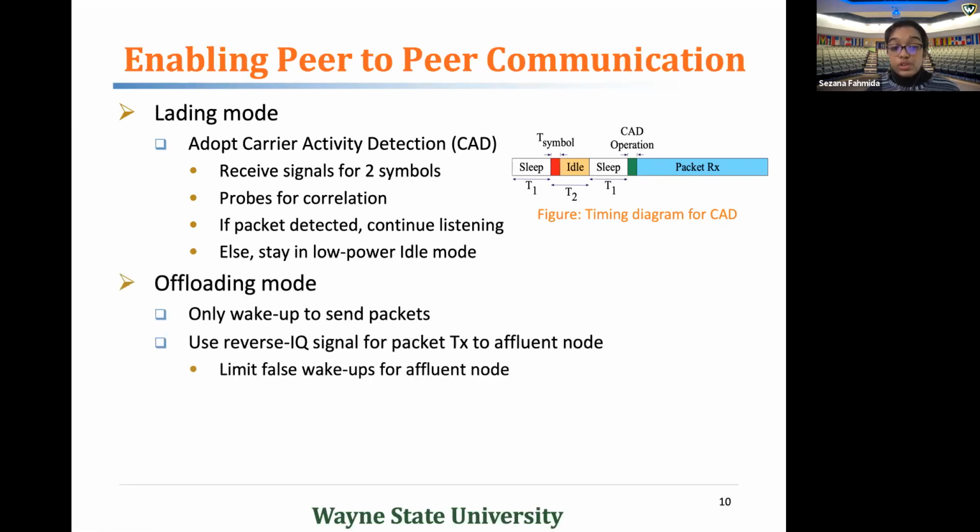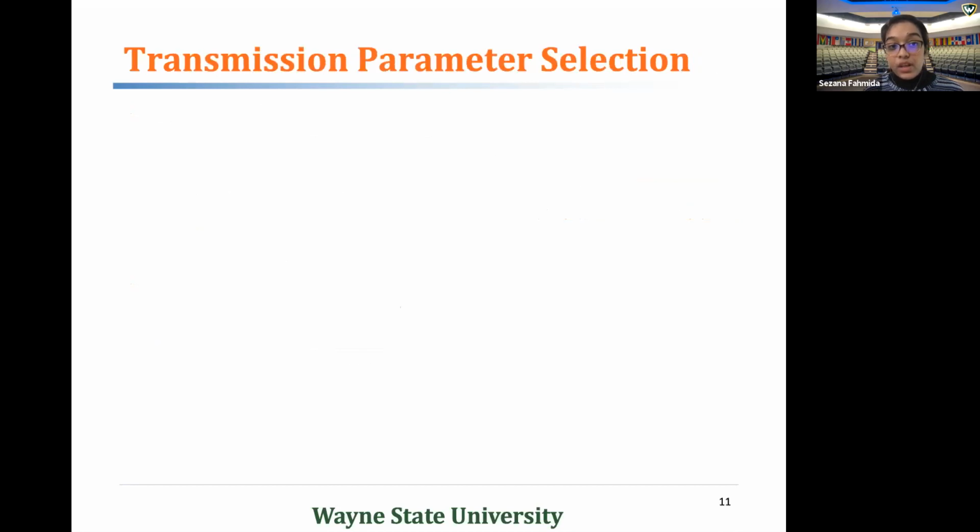In offloading mode, the nodes only wake up to send packets to the affluent node, and the nodes use reverse IQ signals for packet transmission to the affluent node, as opposed to regular IQ signals, which are used to transmit packets to the base station or the gateway. This is done to limit the false wake-ups for the affluent node during CAD.